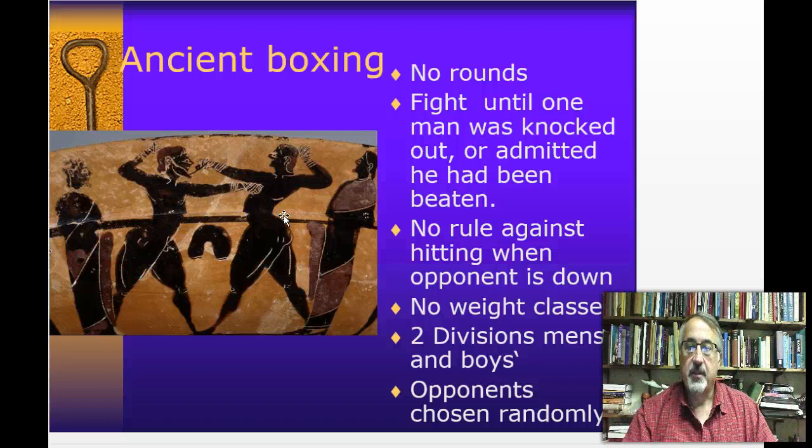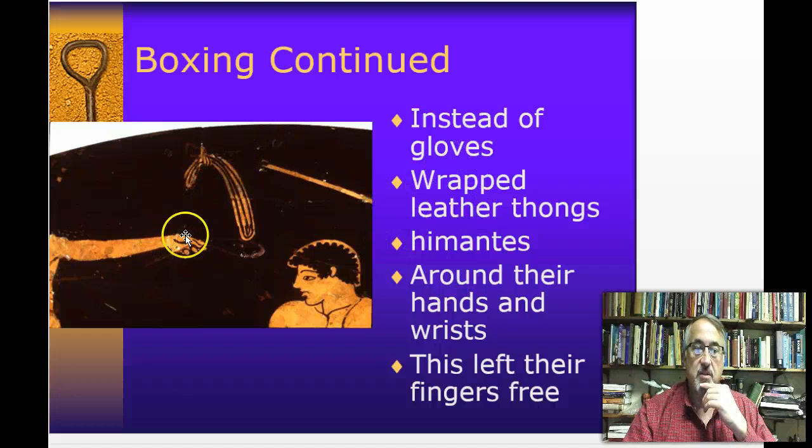There were no weight classes either. So, big guy, little guy, the only division was by age, between men and boys. Opponents are chosen randomly, so you didn't know ahead of time who you would fight, by chance. And instead of gloves, they wrapped these straps around their hands. This left their fingers free. And of course, they would use their fingers. They would poke guys' eyes. There weren't as many rules like that as we have.